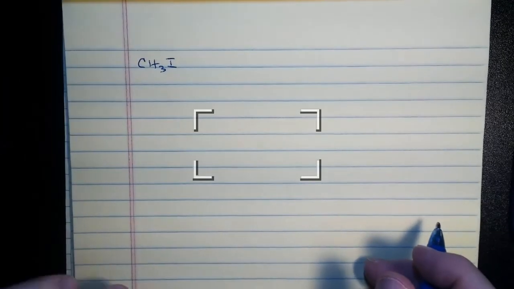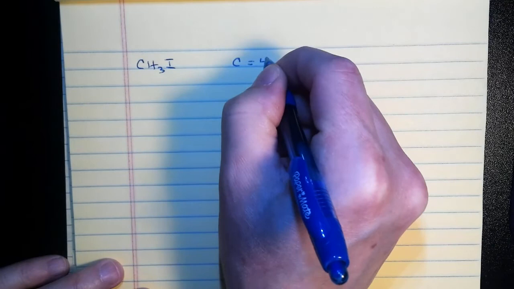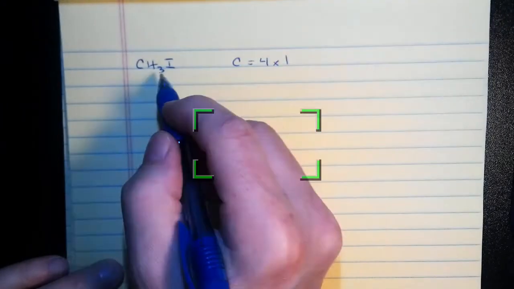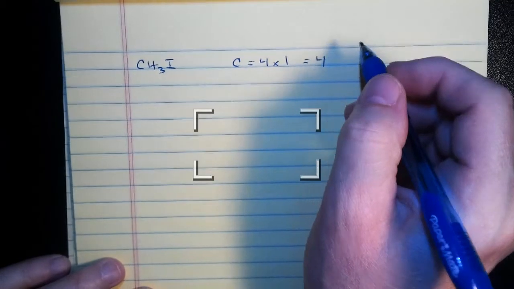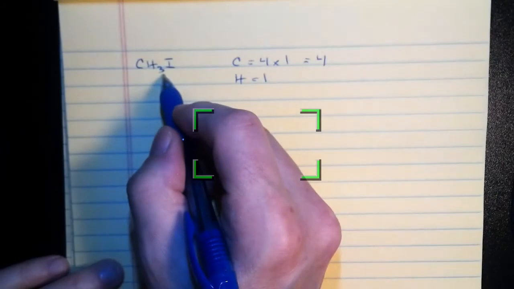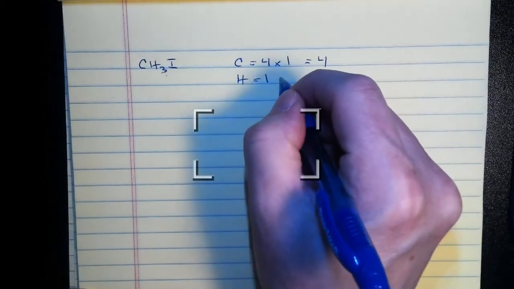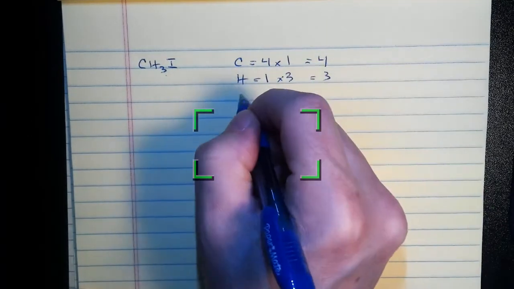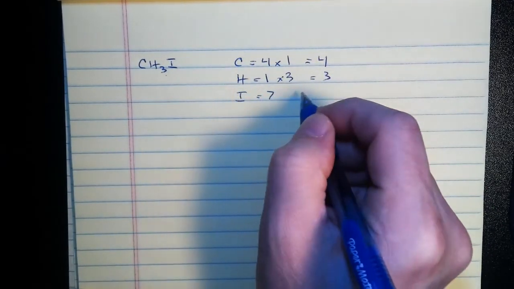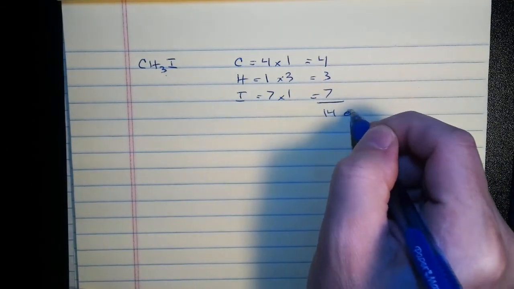Well, let's add up all the electrons that they bring to the party. So carbon is going to have 4 electrons in group 14 times 1 atom, because there's no number there, is equal to 4. Now hydrogen is in group 1, so it's got 1 valence electron, but there are 3 of them. So times this by 3 is equal to 3. Iodine is group 17, is equal to 7, times 1 atom is equal to 7. Add them up, 14 electrons.